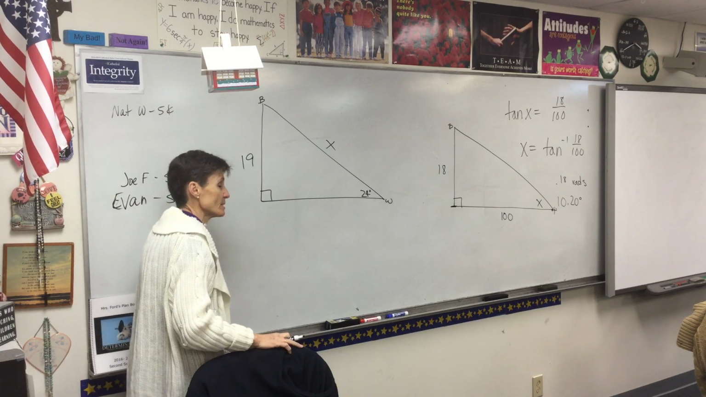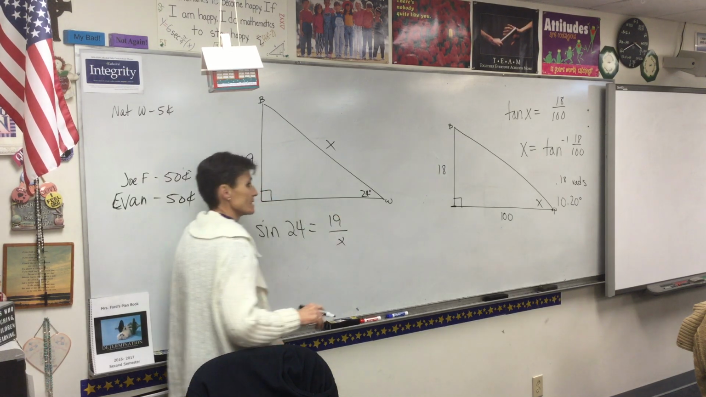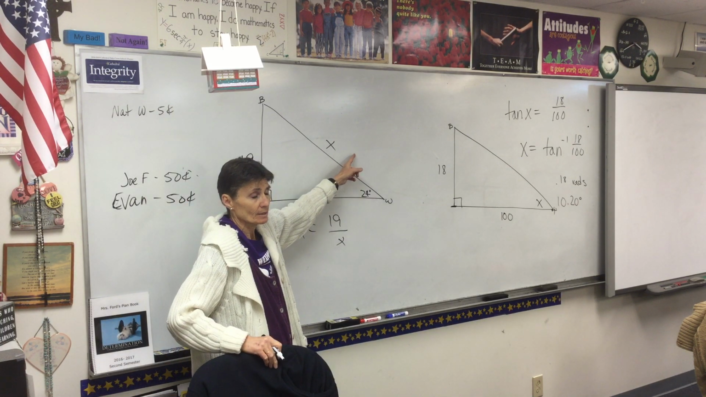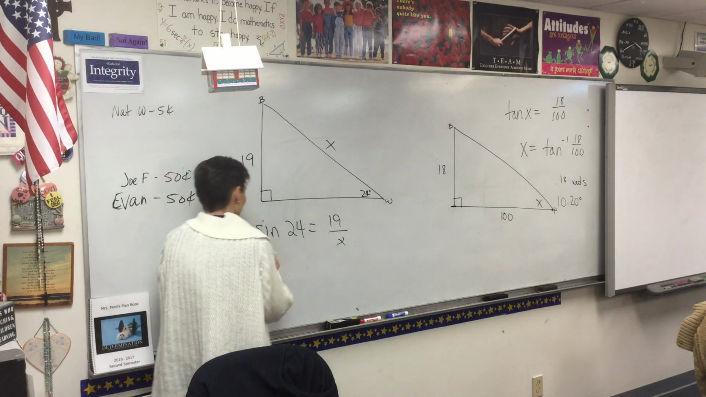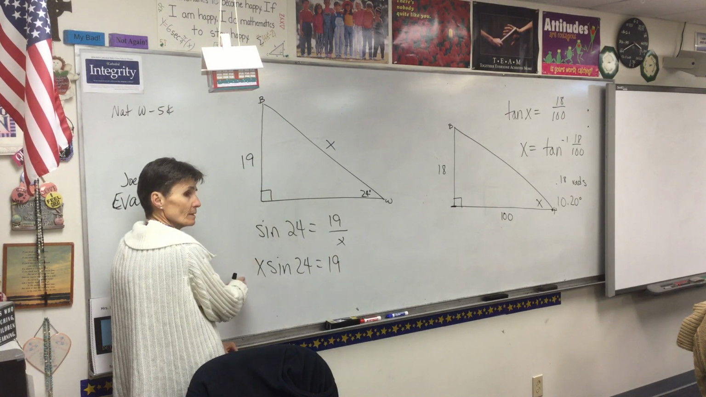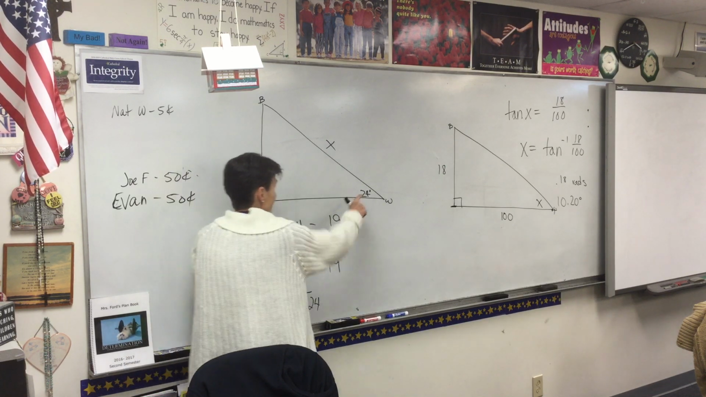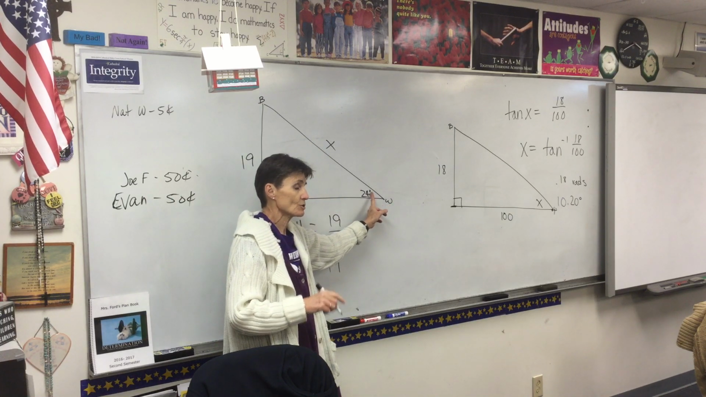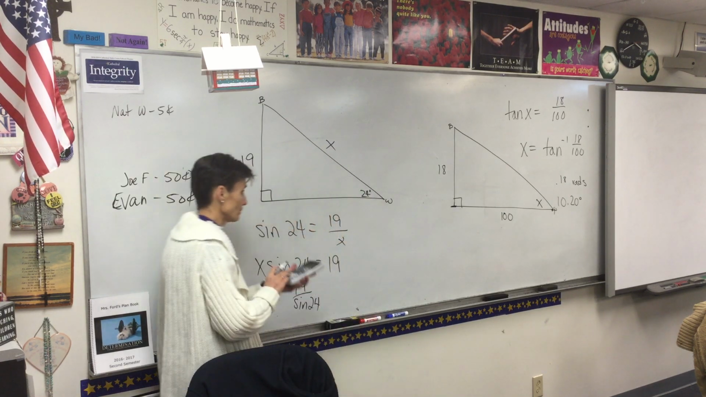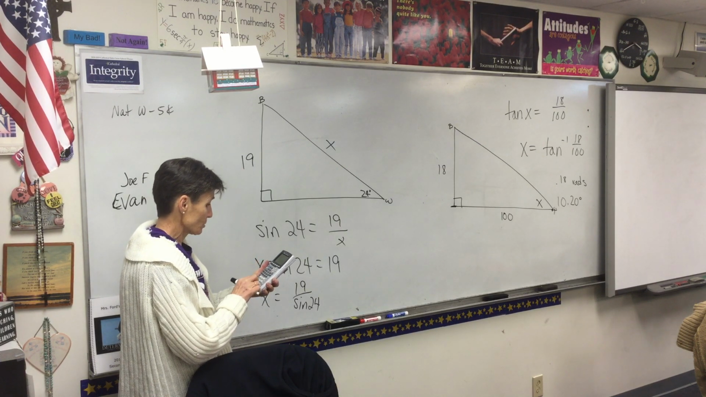All right, I need a function, sine, cosine, or tangent. Sine 24 equals 19 over x. How did she know that? Opposite and hypotenuse. Now we gotta get x by itself, so we'll bring it over here. We practiced these before, you guys. We'll bring it over here, and then we will divide. Now, this angle, Olivia, is a degree measure. So in order to calculate this, you must be in degrees. You must be in degrees to get this one. So 19 divided by sine 24.